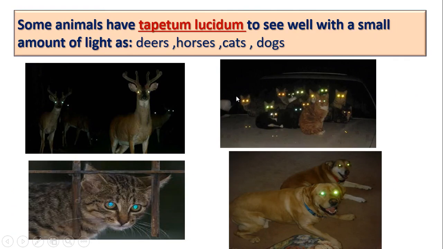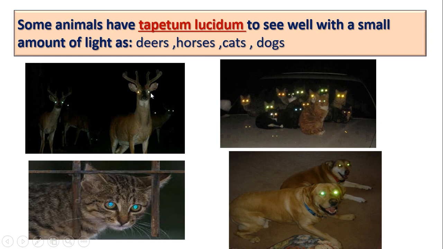Okay, what is the animal which has a tapetum lucidum to see well at night? The deers, also the horses, the cats and dogs. So what are the animals which have a tapetum lucidum to see well at night? The deers, the cats, the dogs, and the horses. All of them have a tapetum lucidum which reflects the light, so the eyes glow.